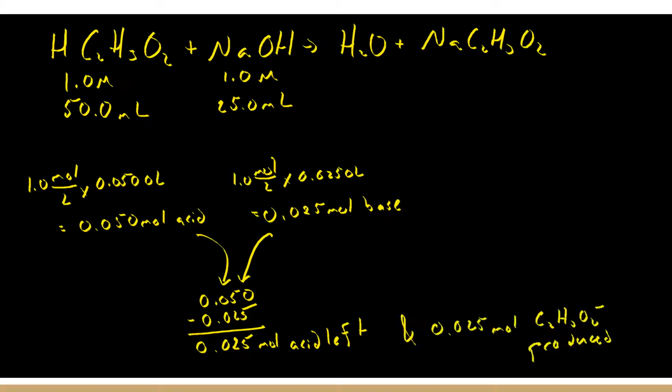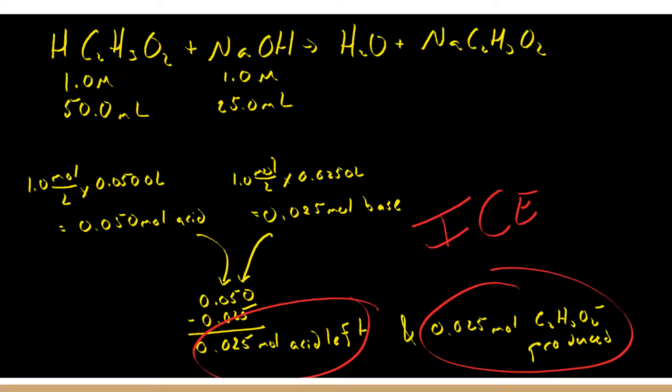And this is the important part. For the equilibrium expression, we have 0.025 moles of acetate that have been produced. Those are the two numbers we are going to plug into our ice table.